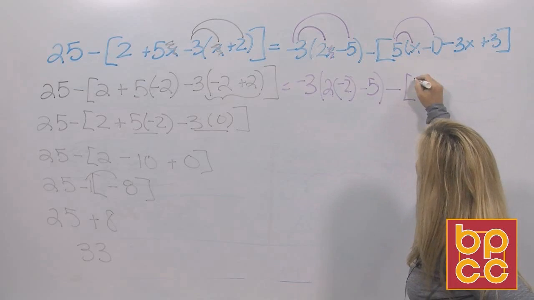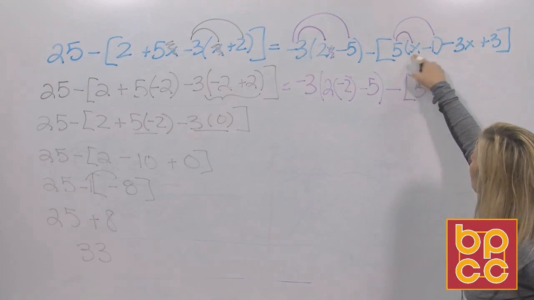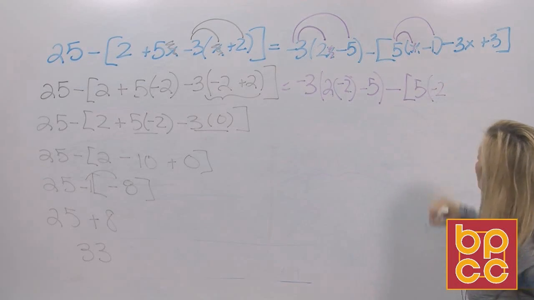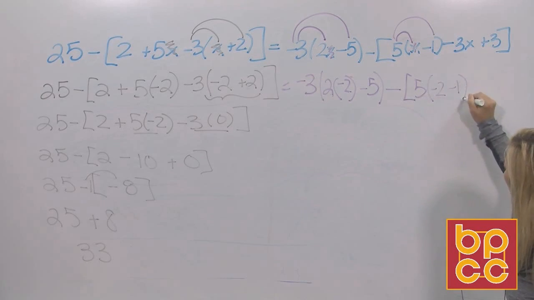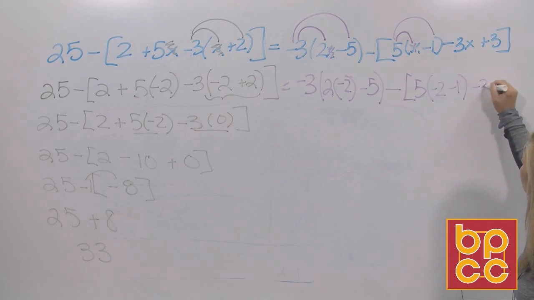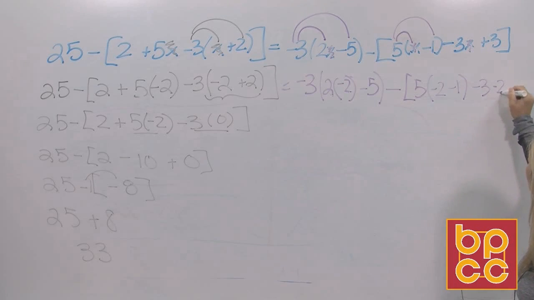Up, parentheses. There's an x. I'm going to replace it with negative 2. It already has a parentheses, so I don't need another one. Bring down the negative 1, close it. Minus 3, there's an x. I need to put in negative 2, but they're side by side, so I need to put my parentheses to show multiplication. Plus 3.